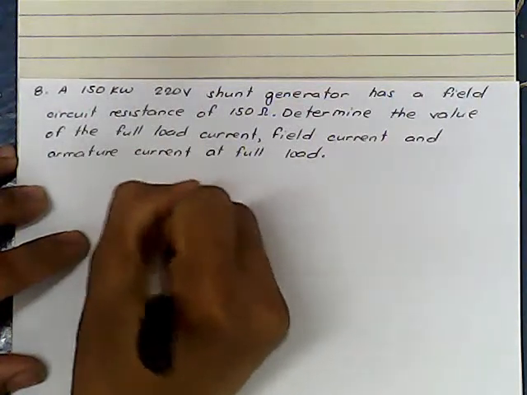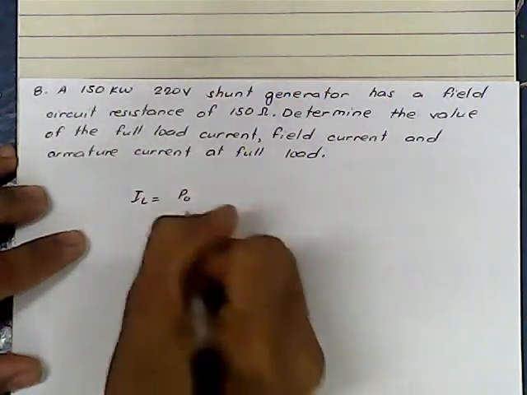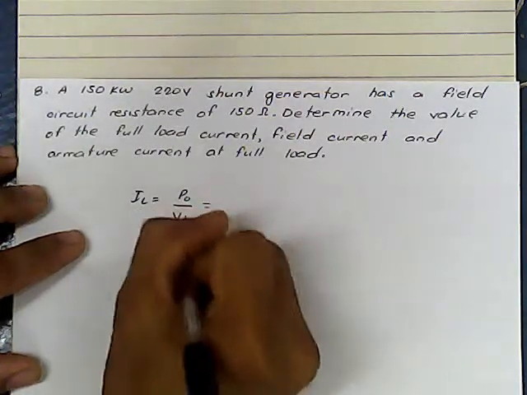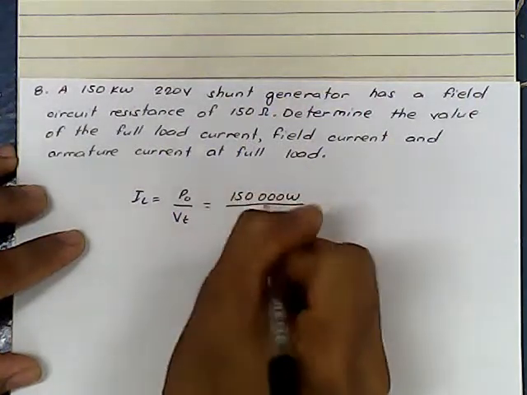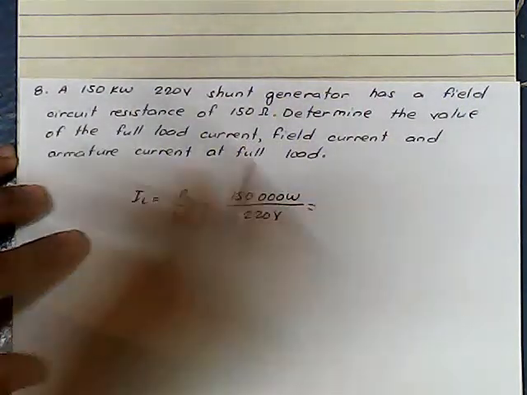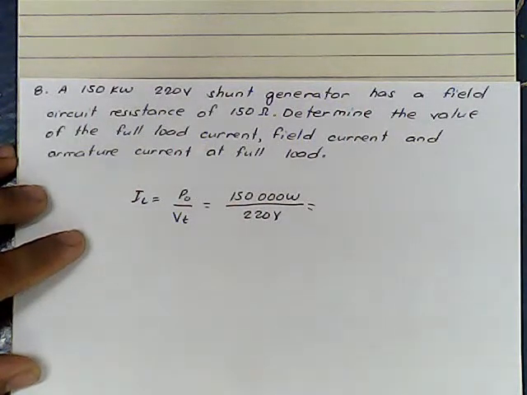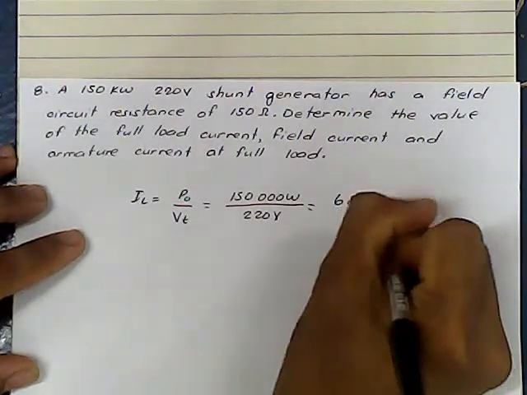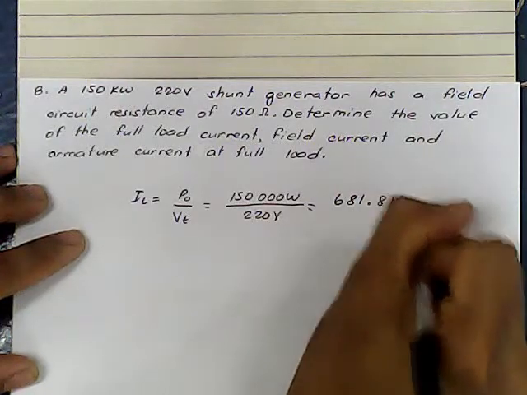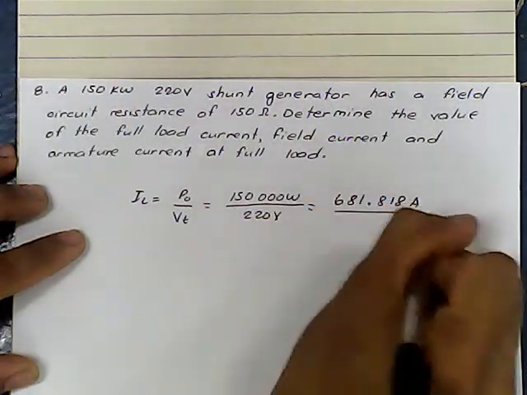Again, IL, power output, divide this by VT. The power output is given as 150,000 watts. Divide that by 220 volts. So, compute natin. That is 150,000 divided by 220 volts. That will give us 681.818 amperes.